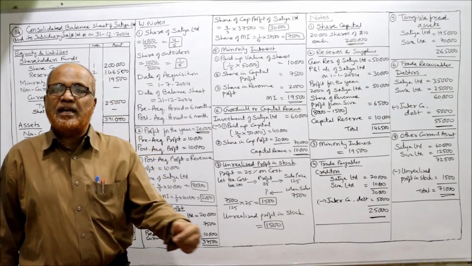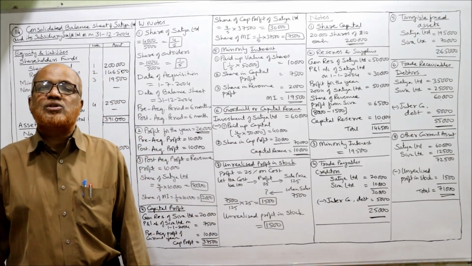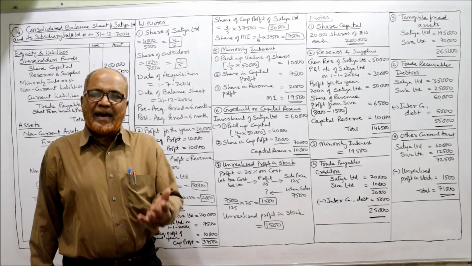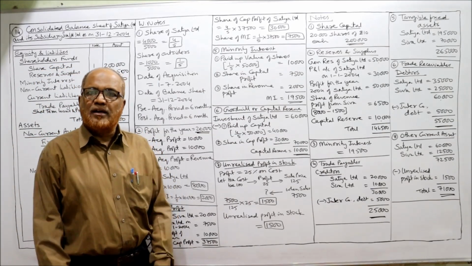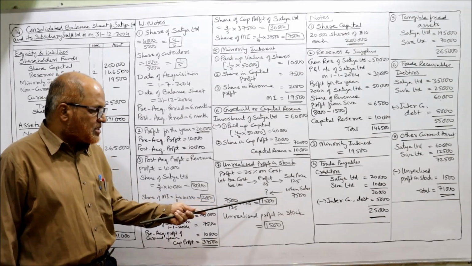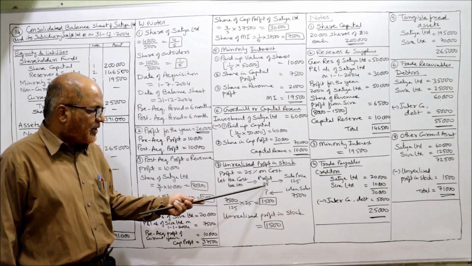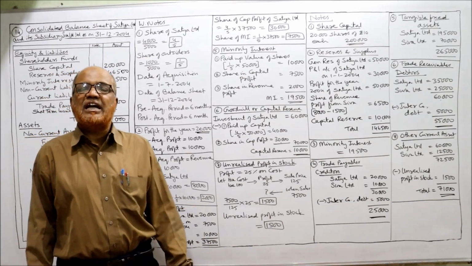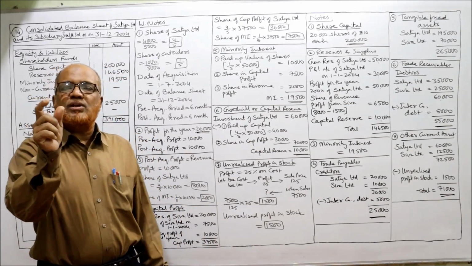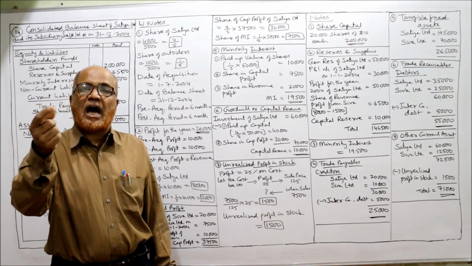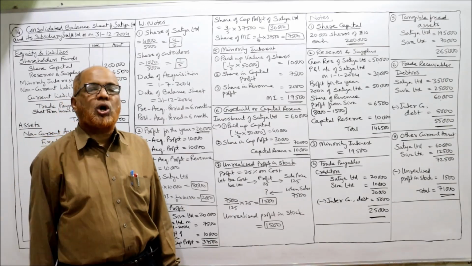Our actual selling price given in the problem is 7,500. The value of the stock is 7,500. So in 7,500, how much is the profit? 7,500 divided by 125 into 25 gives 1,500. So 1,500 is the profit, the unrealized profit in stock.